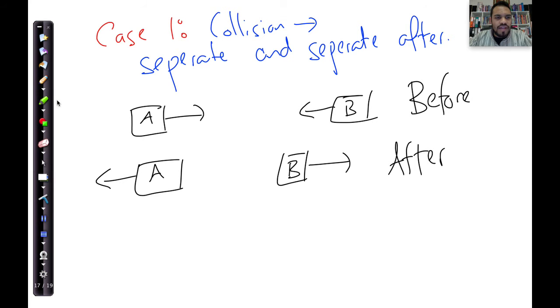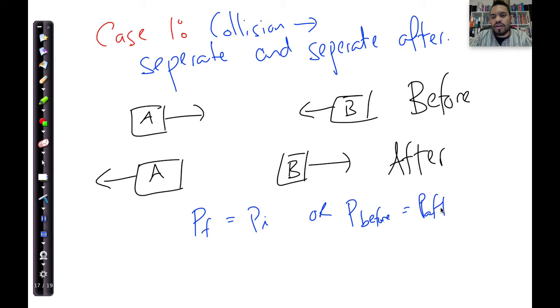So case number 1 will have the following. We need to say, well, applying the law of conservation of momentum, it says that P final is equal to P initial, or P before is equal to P after. That is really the law of conservation of momentum, because if you say before minus final, I'm going to get 0, or I say the final minus the initial, I'm going to get 0. That means that there was no change in the momentum before and after. And again, we're looking at the momentum of the system.